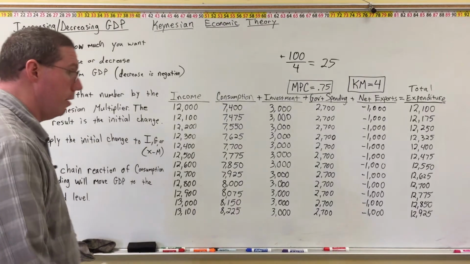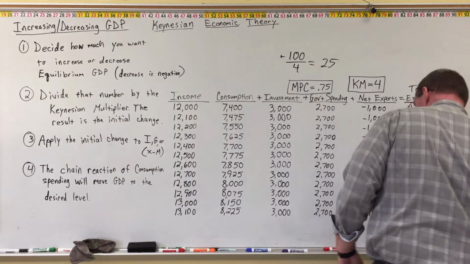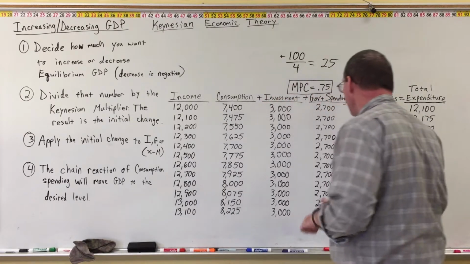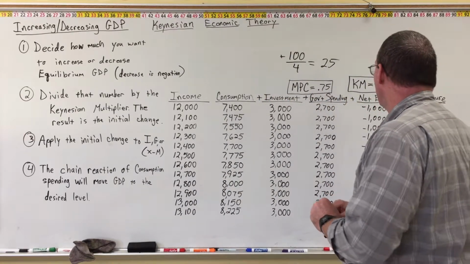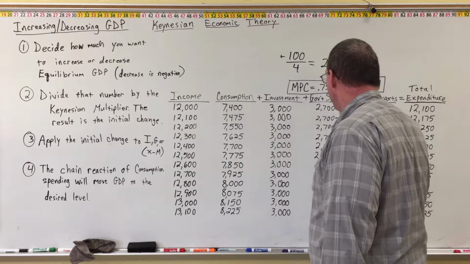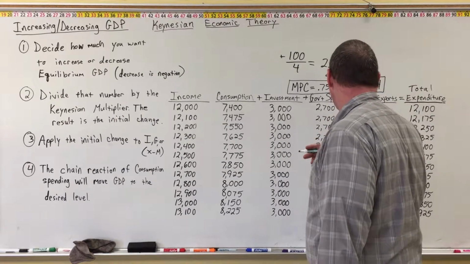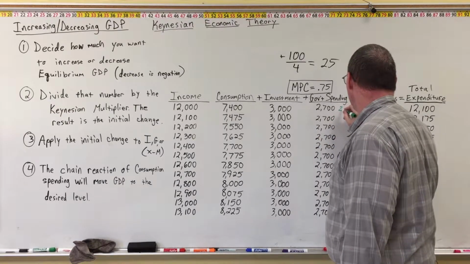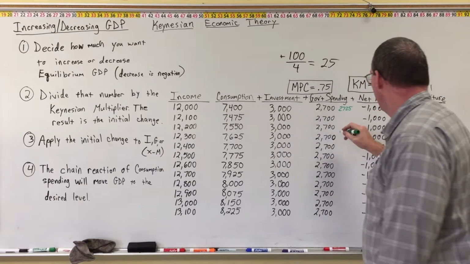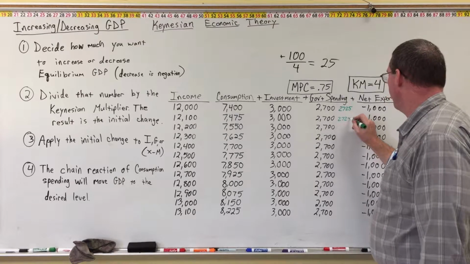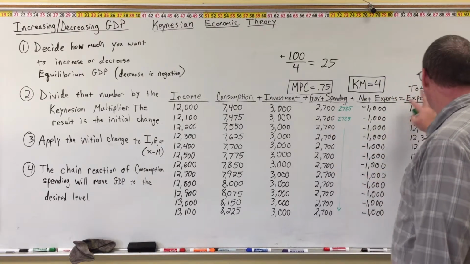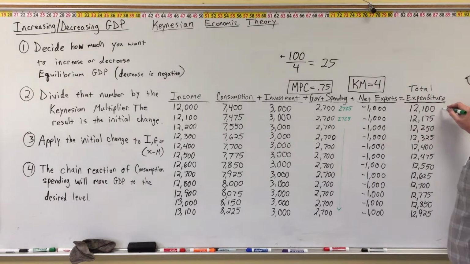Okay, and so let's go ahead and do that. So let's use, I'll use green this time. So we'll add 25. We can, well, let's just add it to one of them. Let's go ahead and add it to government spending. So this will now be 2725 all the way down. Okay, so we're adding 25 to total expenditure.